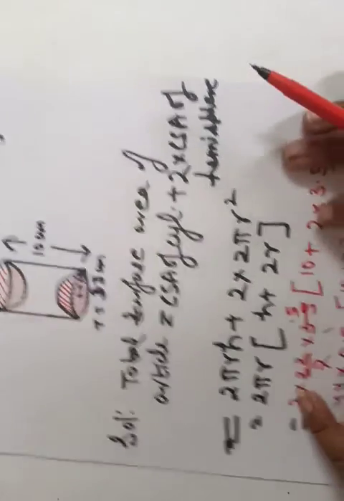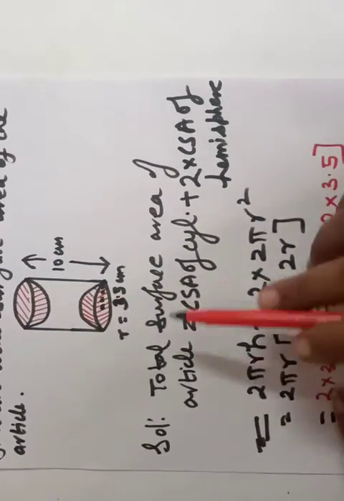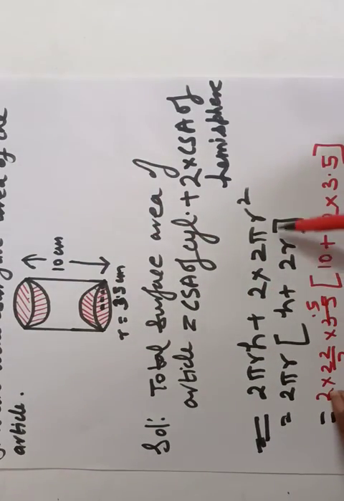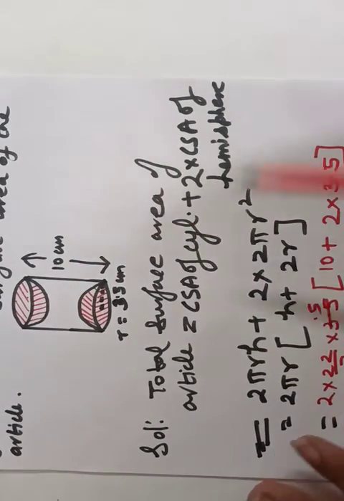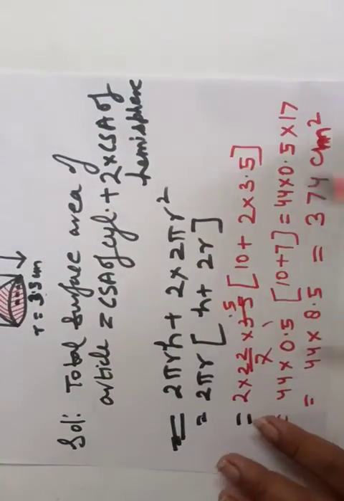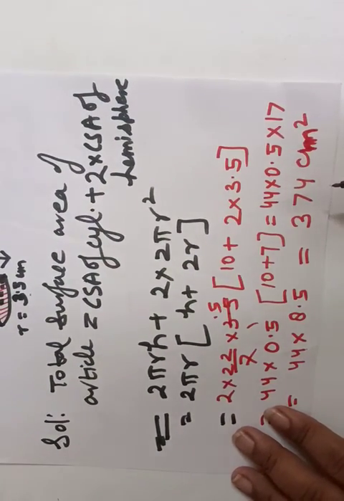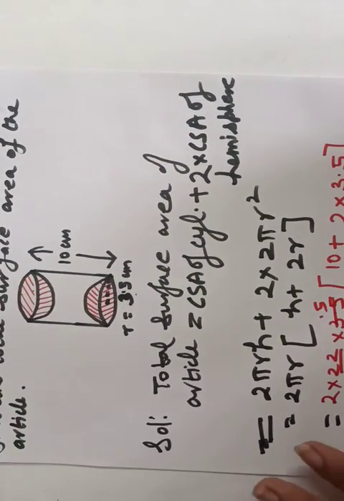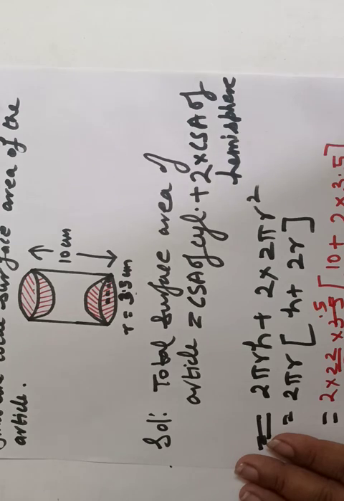Yes, so here also 2 pi r h, that is the curved surface area of the cylinder, plus, because 2 hemispheres are there, 2 into 2 pi r square, and the radius is already given, 3.5, and the height is 10 centimeters. We have put the values and we have got the result, that is 374 centimeters square. I hope it is very clear to you. Thank you, students.